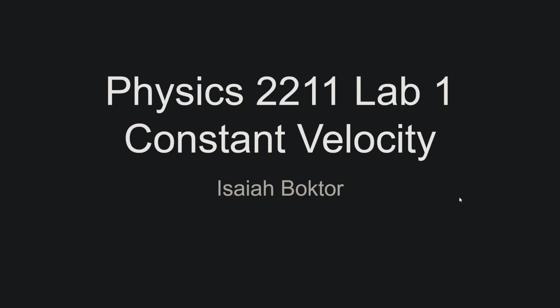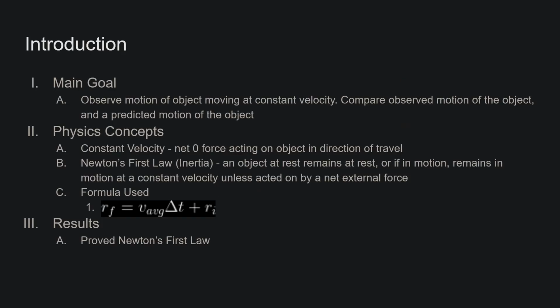Hello, my name is Isaiah, and I'll be talking to you about the Physics 2211 Lab 1 Constant Velocity. In this lab, we will observe the motion of an object moving at constant velocity and compare that observed motion of the object to the predicted motion of the object.